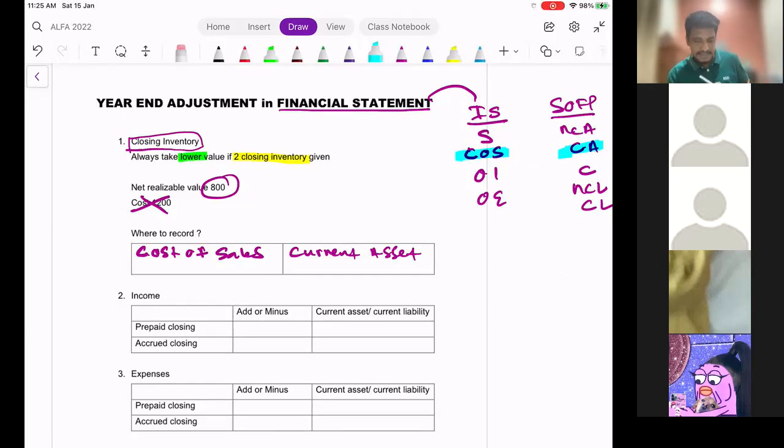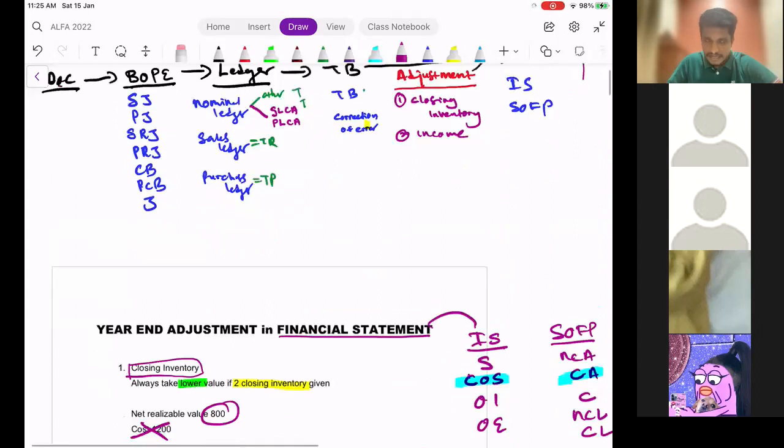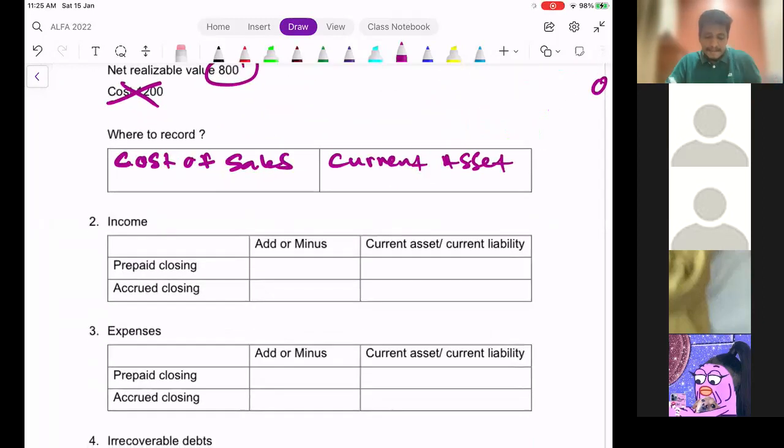Okay, next. The next year-end adjustment in the financial statement is about income.